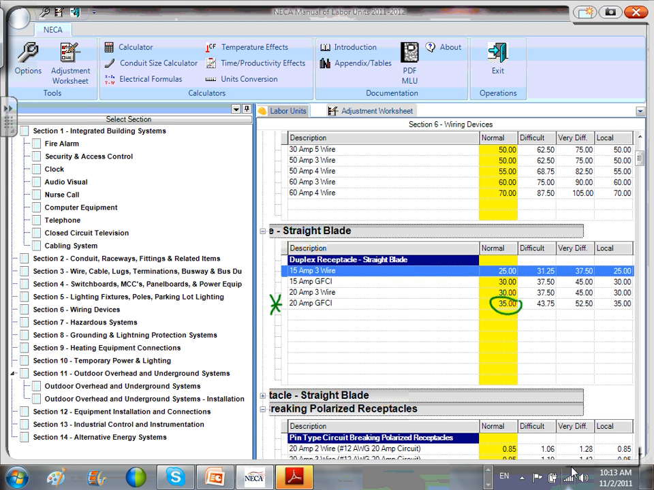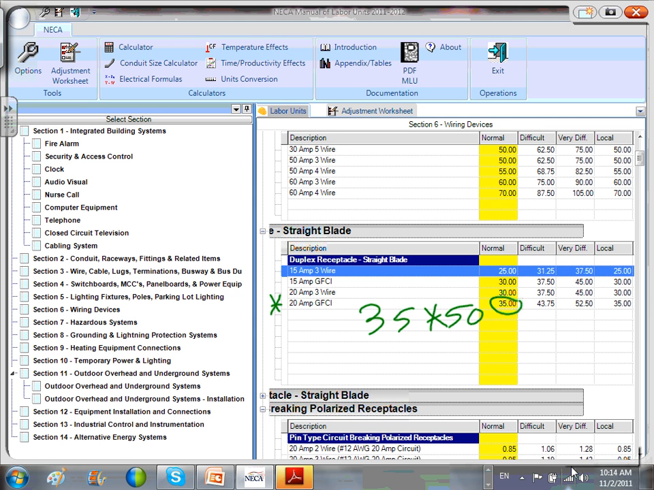I think local is here. Where's the local? I don't know where they define the local. So let's just say it was a normal application. Take the 35, multiply it by, how many of them do you have? Give me a number, Ashley. A number of receptacles. 50. Here's 50 receptacles. Ashley will install this building.